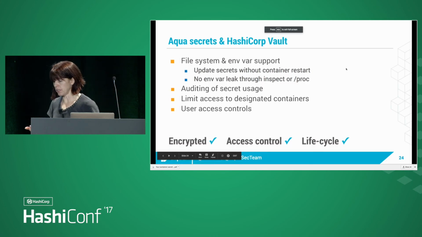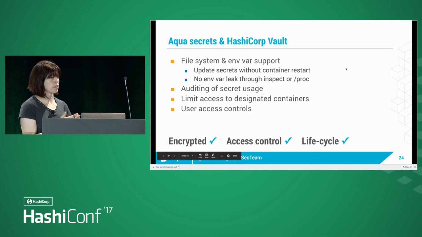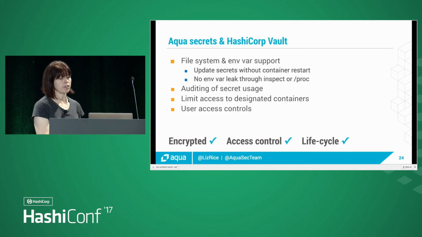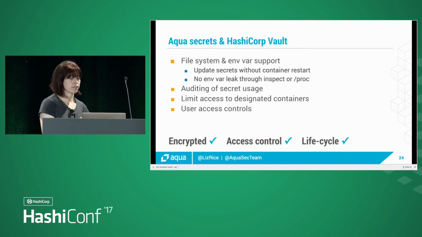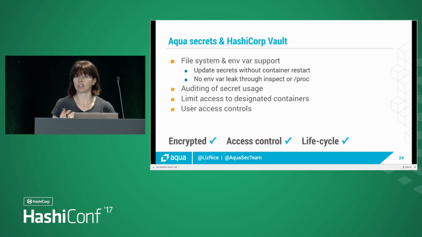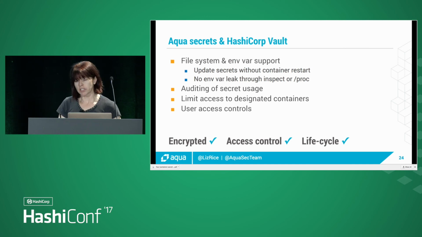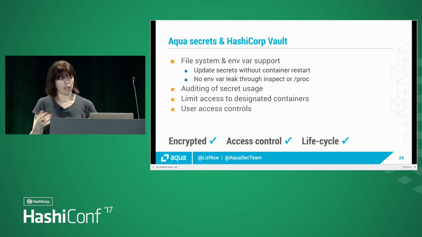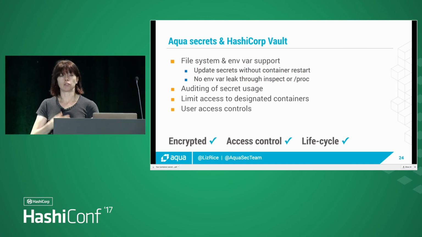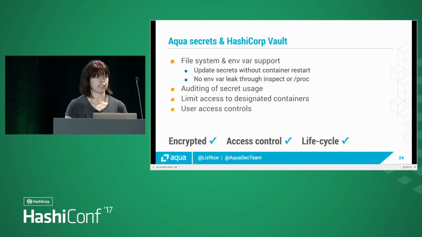There's also the ability to limit access to secrets by different containers using labels, and there's a whole role-based access control system built in there. So by using the Aqua injection mechanism plus the storage in Vault, we can get all those three ticks again, and we can get that whichever orchestrator we're using.